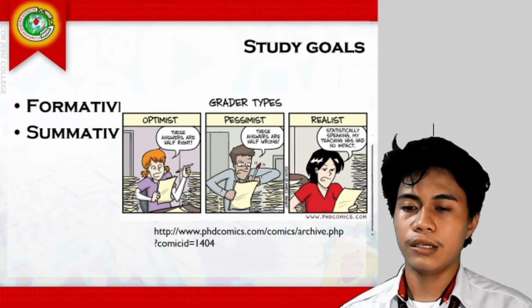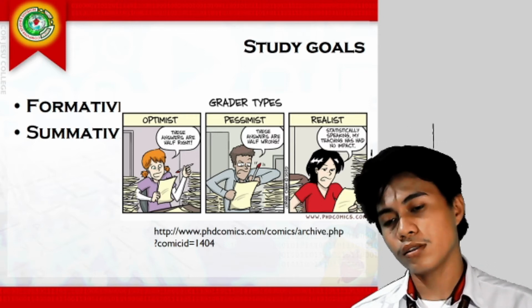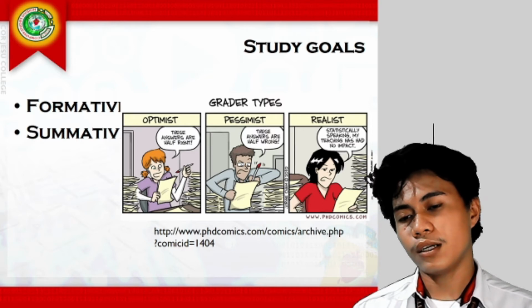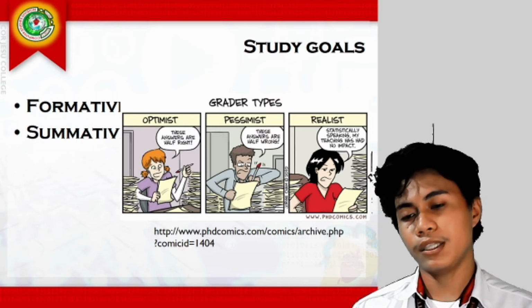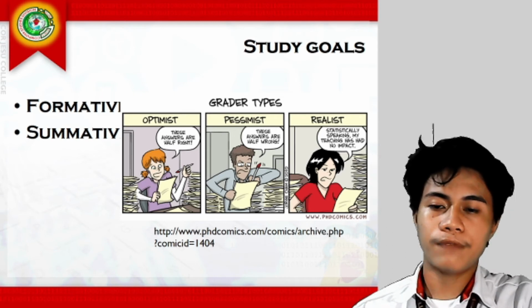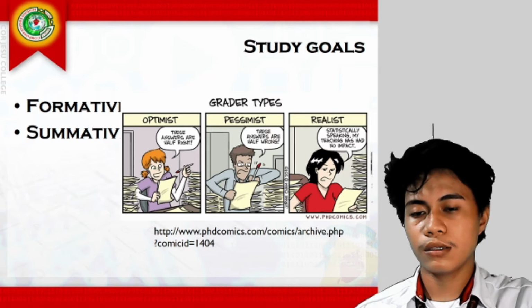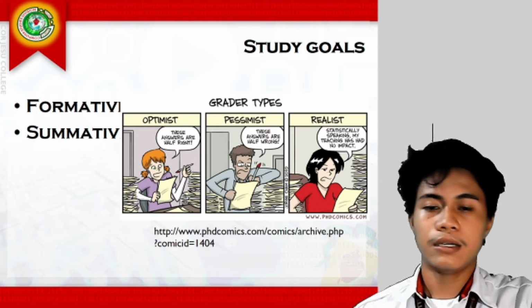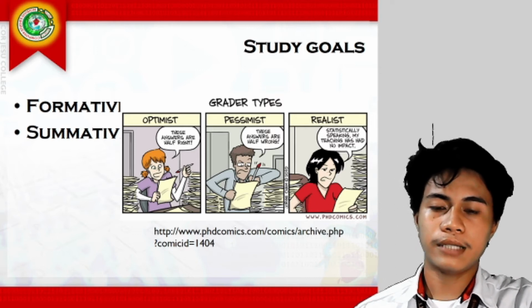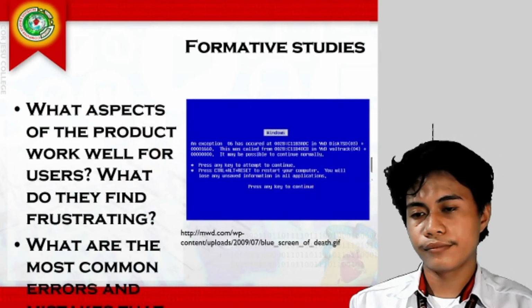This girl in the picture is an optimist since she says that the answers are half right, and it is a positive one. Then a pessimist: the answers are half wrong, so he always thinks negatively. And then a realist: statistically speaking, my teaching has had no impact.